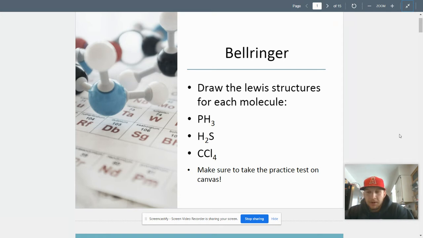After section 1, we should have been able to draw some Lewis structures as far as some covalent molecules are concerned. So if you get a chance, I'd like you to go ahead and see if you can draw the Lewis structures for each one of these three, as well as make sure you take the practice test before you leave class today. It's on Canvas. It should just be under quizzes and listed as a pre-assessment for Chapter 8. So, with that out of the way, let's hop into it.